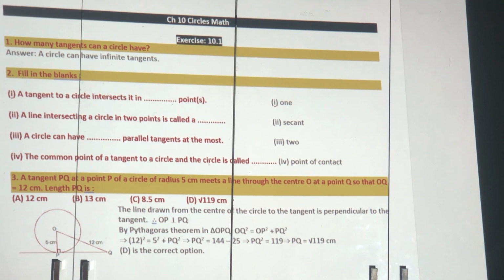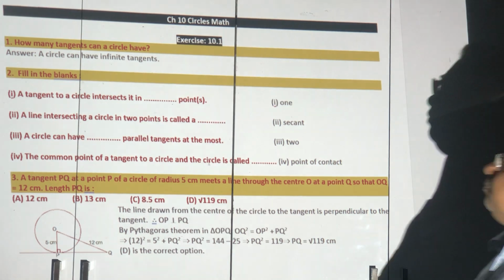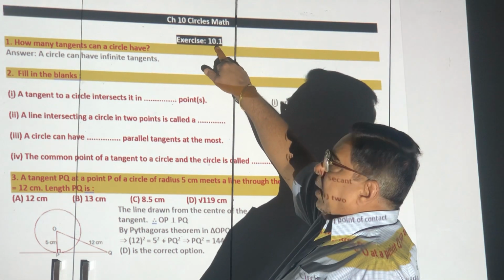Today we are looking at chapter number 10, Circles, Class 10 CBSE. It is a short chapter, but there are very important points. We will go through each and every sum, and I will explain all the theory in between the sums. Exercise 10.1.